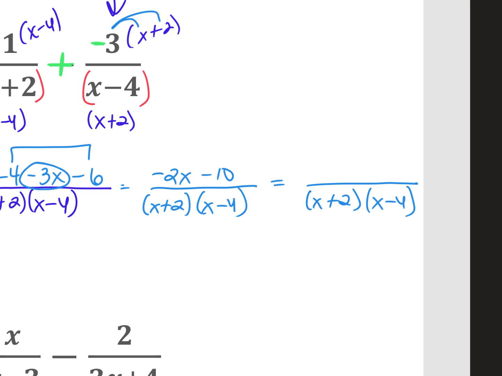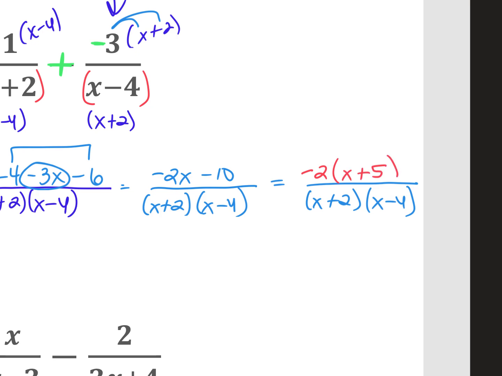Is there a GCF in the numerator? Yes. Go ahead and always take out the GCF, because once you factor out the GCF, you might end up where one of your parentheses is the same on the top and the bottom. So you don't want to ever miss an easy simplifying point. So here I'm going to take out a negative 2. And what does that leave me with?